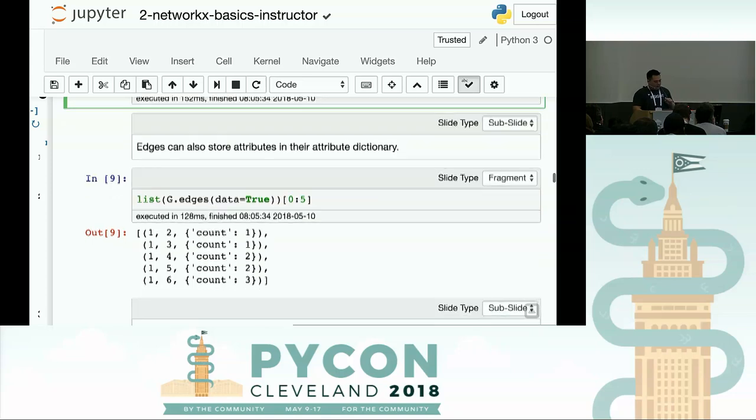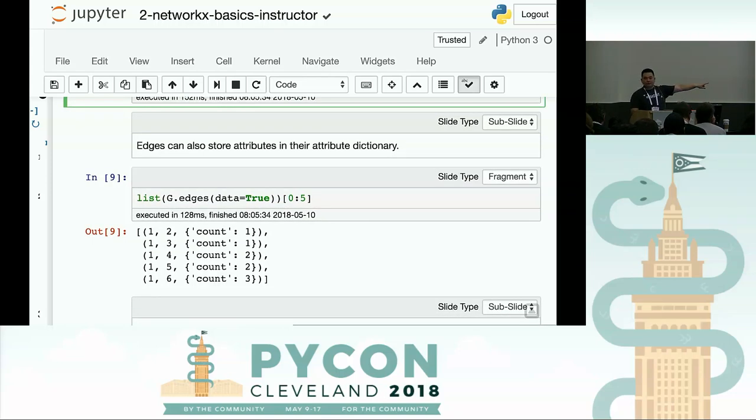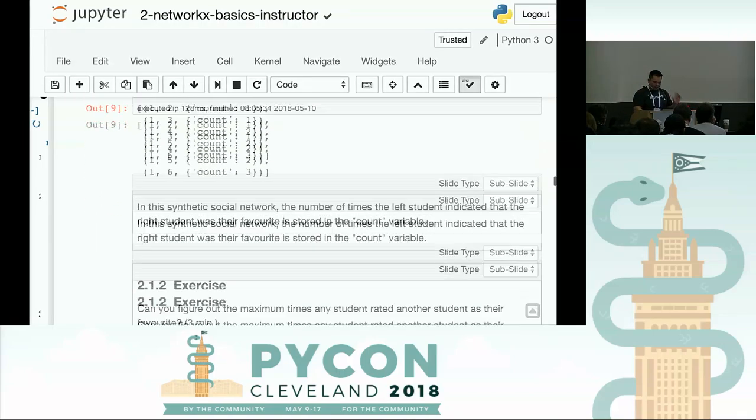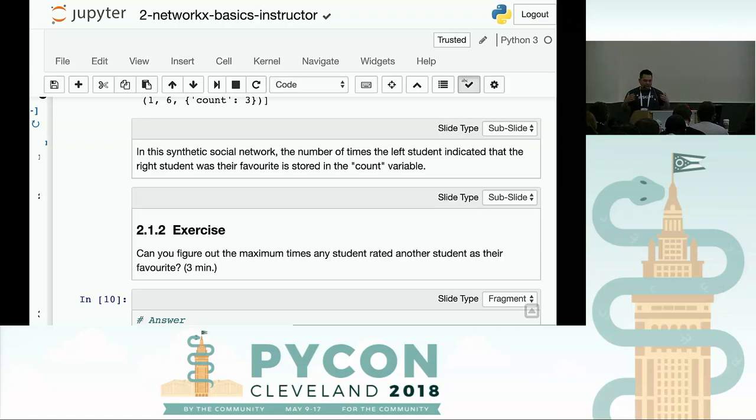Great. So let's talk about the edges. Data equals true. What's this data structure? Similar to the nodes, it is a list of three tuples. The first element and the second element are nodes, and the third element is a dictionary. Great. So let's try to solve the next exercise. Let's confirm that the data are correct, that the maximum number of times that any student rated another student is 3. That's the maximum, and some people are just besties. You just can't pull them apart.